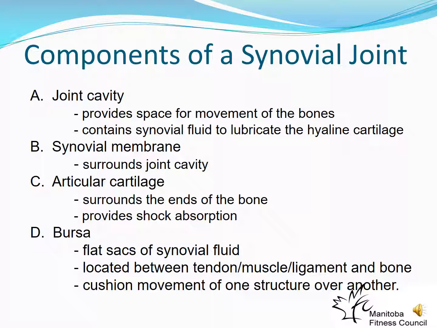Our joint cavity will contain what's called synovial fluid. And synovial fluid is going to lubricate the hyaline cartilage at the end of the bone. So, think about eating chicken wings. Or let's think of a drumstick. Have you ever noticed when you eat a drumstick, when you get to the end of it, you'll see that kind of shiny stuff at the end of it? So it's not bone anymore, but it's a shiny, smooth material. That is your hyaline cartilage. That is hyaline cartilage that you're seeing.